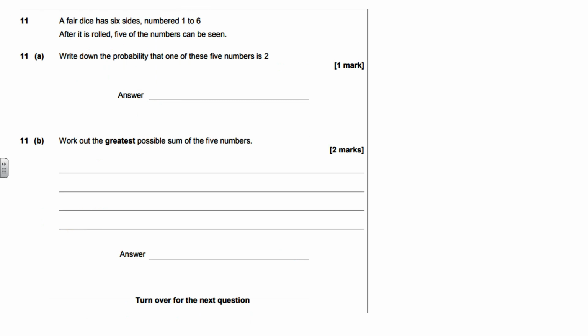Question 11. A fair dice has 6 sides, numbered 1 to 6. After it's rolled, 5 numbers can be seen. Write down the probability that one of these 5 numbers is 2. So, how many 2s are there on a dice? 1, out of how many numbers we can see? 5.